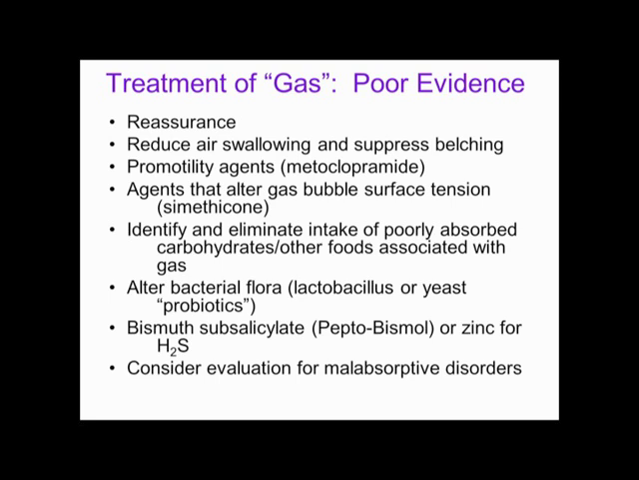Try to identify foods. This is where, if all else fails, try some probiotics. We have no idea which ones work better for whom. There is some evidence that Pepto-Bismol and zinc can both block the production of some of the hydrogen sulfide. You have to take them about 4 times a day. That's for the really end-stage patients. And then consider, do they have a malabsorptive disorder that you need to find out and treat?